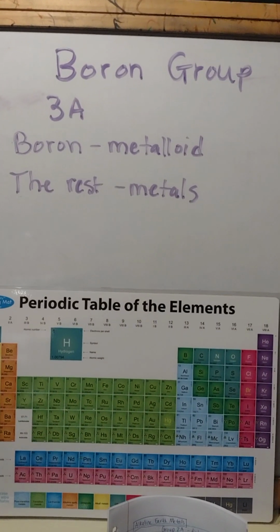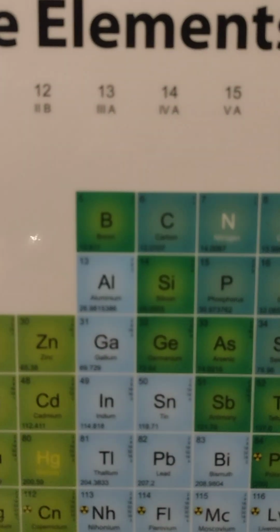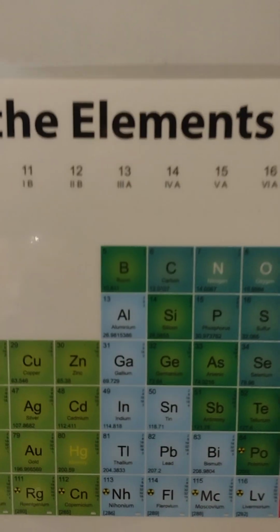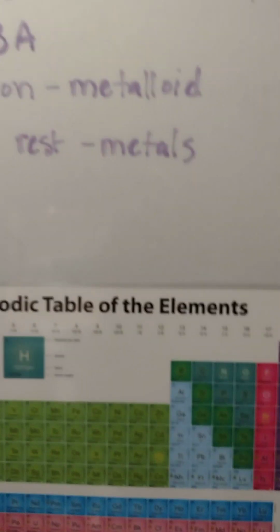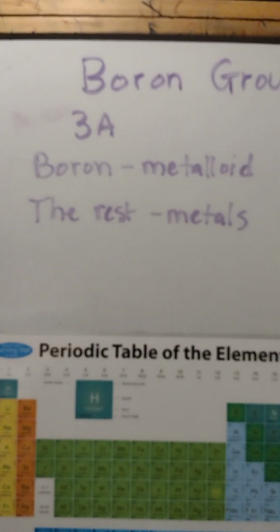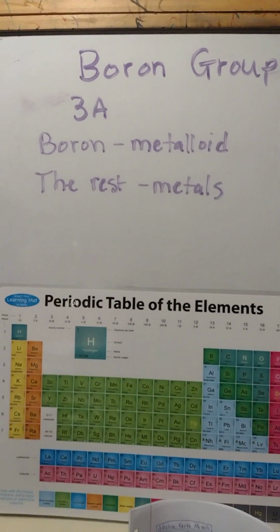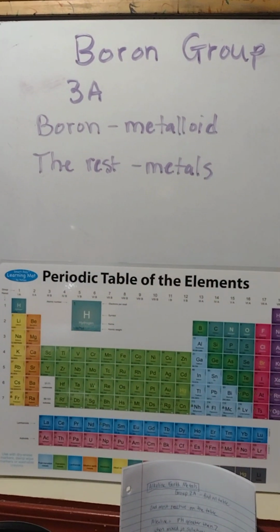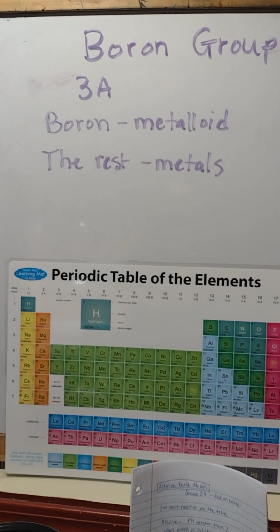And then we have the boron group. So you can actually see it starts with boron right there. That B is for boron, if I could focus on it. Group 3A. And boron is a metalloid, which means it's not quite a metal, but it shares characteristics of a metal, so it's kind of metal-like and non-metal-like.